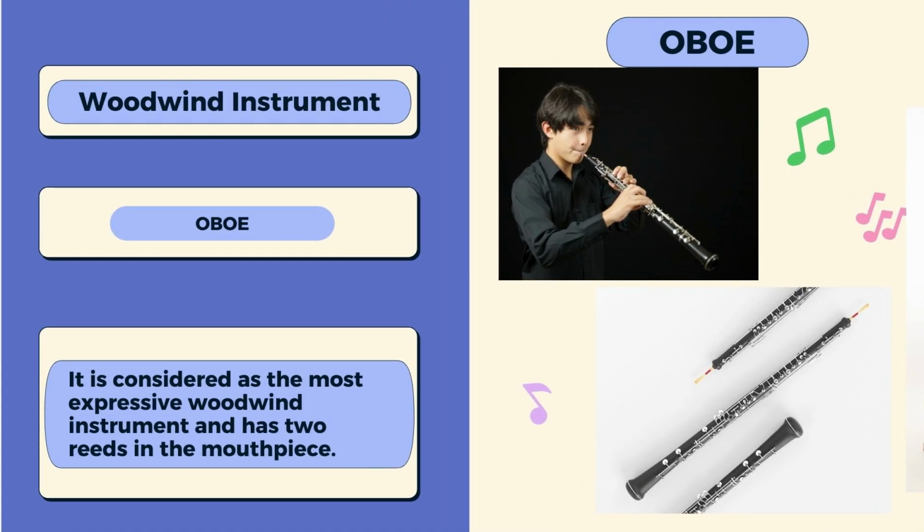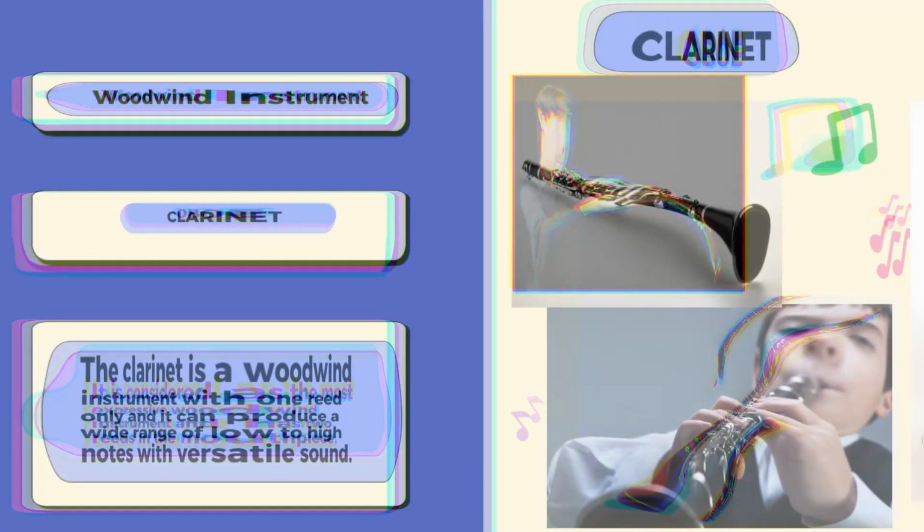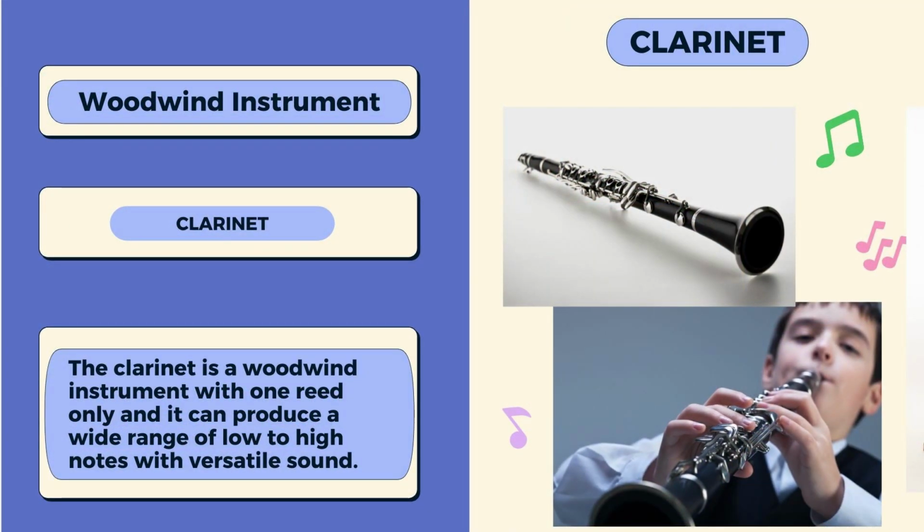Oboe. It is considered the most expressive woodwind instrument and has 2 reeds in the mouthpiece. Clarinet. The clarinet is a woodwind instrument with 1 reed only, and it can produce a wide range of low to high notes with versatile sound.